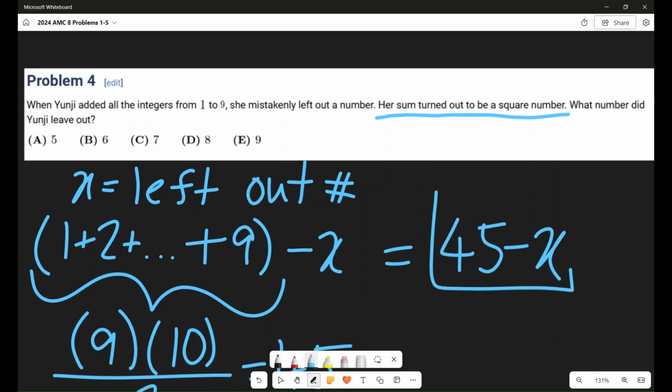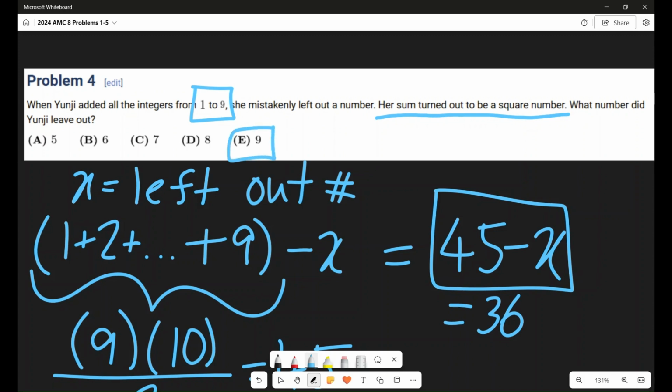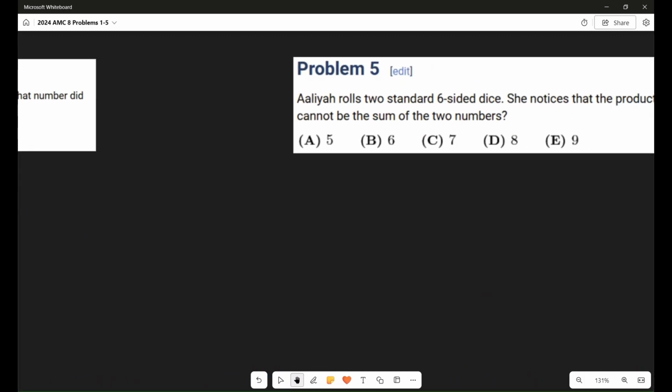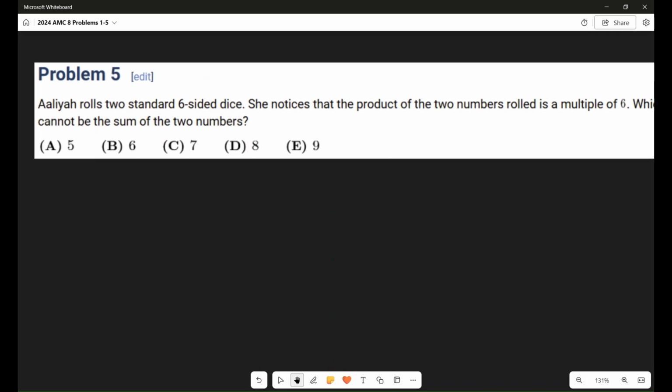So, how can we make this a square number? Well, remember that x has to be in the range from 1 to 9. So the only way that 45 minus x could be a square number is if it's equal to 36, which makes x equal to 9, which is option E. Now, on to the last problem for this video.